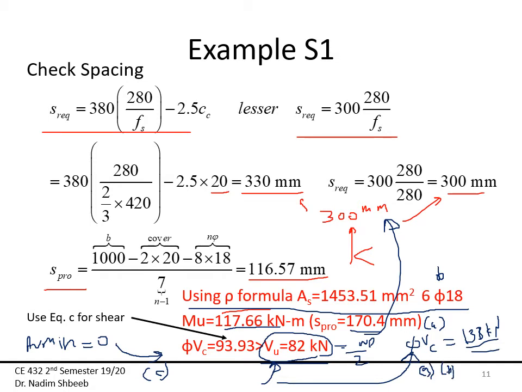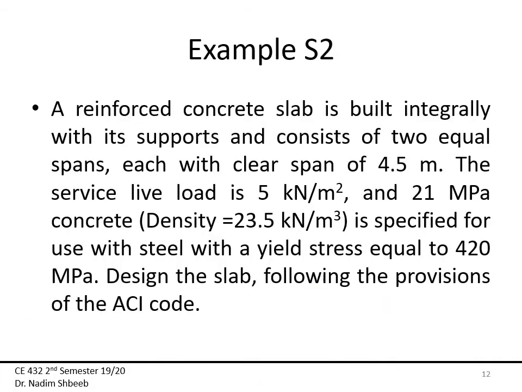If that's less, then you go back and check with equation C to make absolutely sure that you do not need any shear reinforcement. Another example, let's say I have a reinforced concrete slab. It's built integrally with its supports, and consists of 2 equal spans, each with a clear span of 4.5 meters.